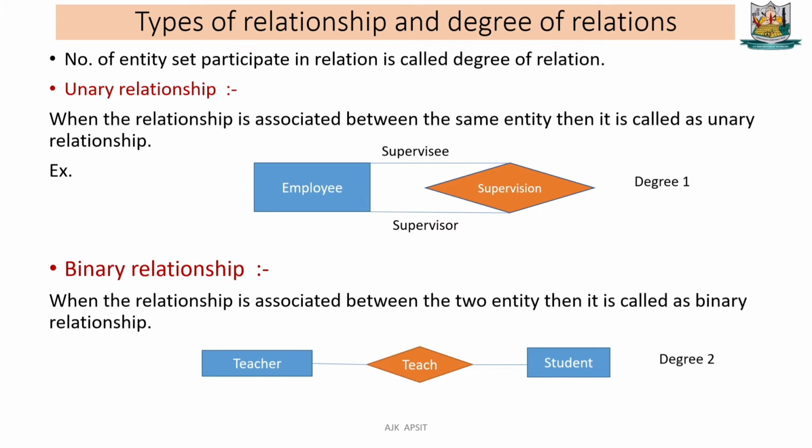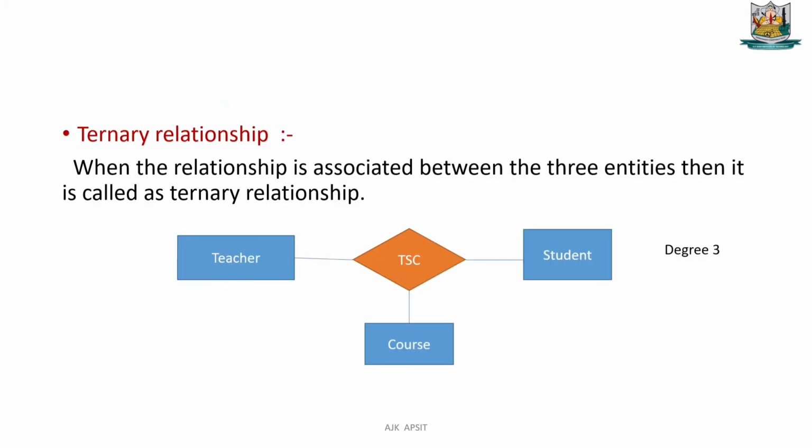The next is a binary relationship. When two different entities are associated with each other, such a relationship is a binary relationship with a degree of 2. The ternary relationship: when three entities are associated with each other, such a relationship is called a ternary relationship with a degree of 3.